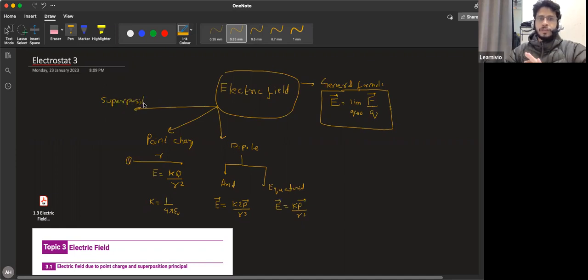If you have a single charge, then you can easily calculate the field using kq by r square. But if you have a number of charges, then for the net field, you will add them up vectorially, E1, E2, En. Just add them up vectorially. That's the expression of it.